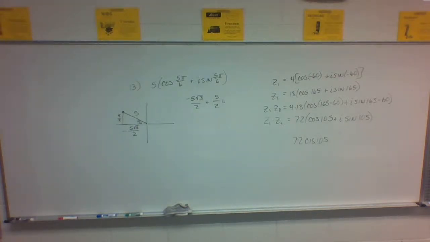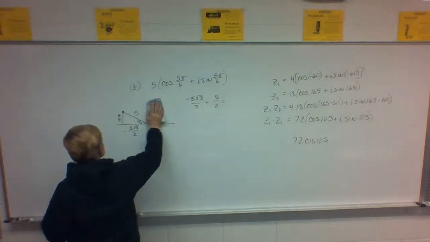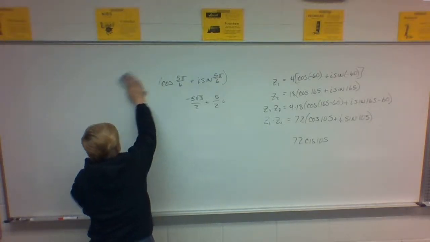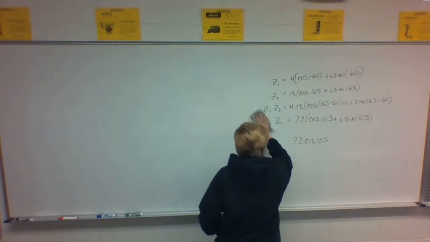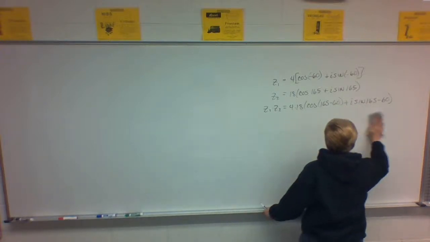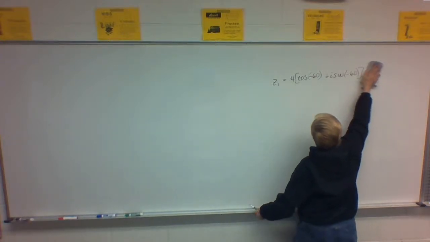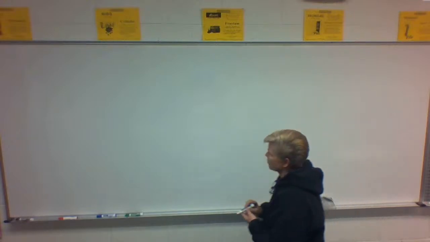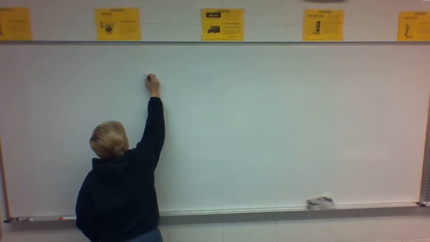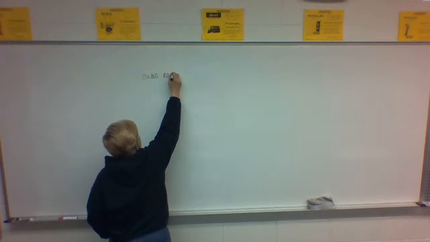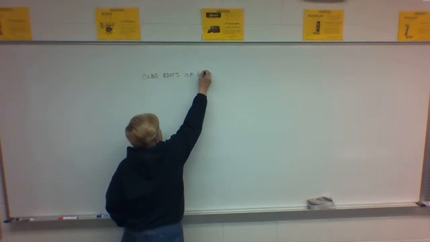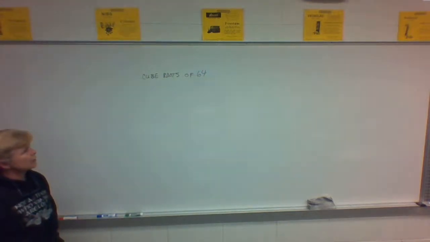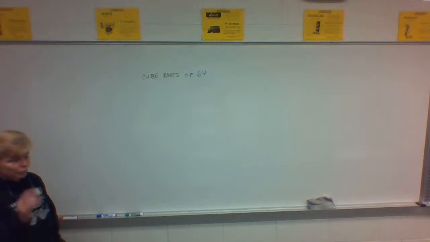Number 15 says, find the cube roots of something. I'll even tell you, it says cube roots, so you're going to be finding 3 roots of something. Let's say that we were going to find the cube roots of 64. You might look at that and say, no, there's only one cube root and it's 4. Yeah, there's only one real one. There are 3 complex ones.